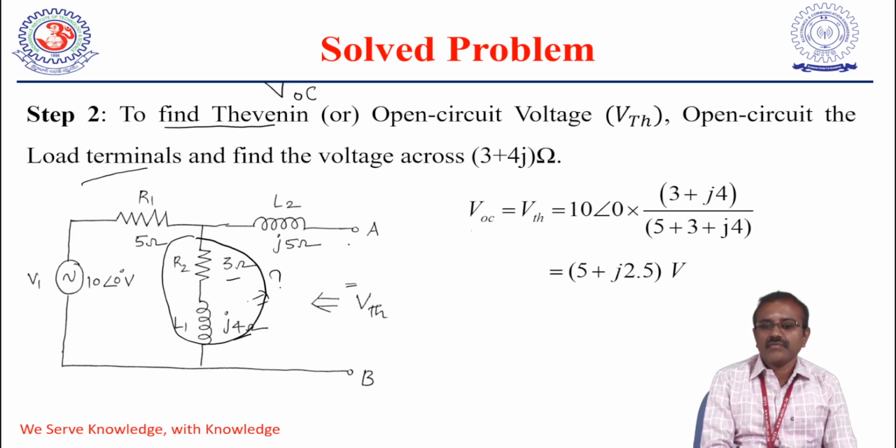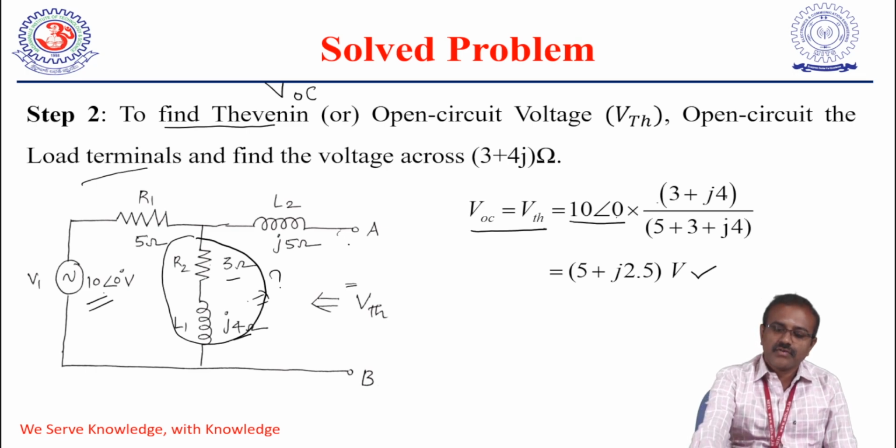So how to find it? VOC is nothing but the VTH. So 10 angle 0 into 3 plus 4J, divided by 5 plus 3 plus 4J. Before that we discussed the current division rule; the same concept we are applying for this open circuit voltage. We have the total supply voltage and the 3 plus J4 which is in parallel, divided by the sum of the resistance. So we are getting the answer 5 plus J 2.5 volts. This is our open circuit voltage or Thevenin voltage.